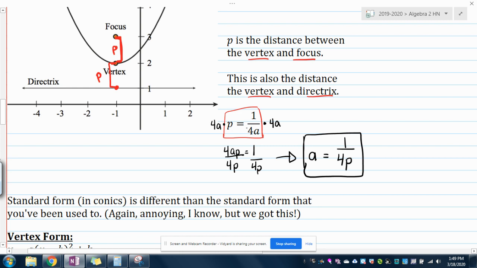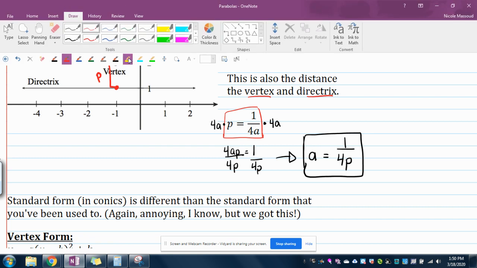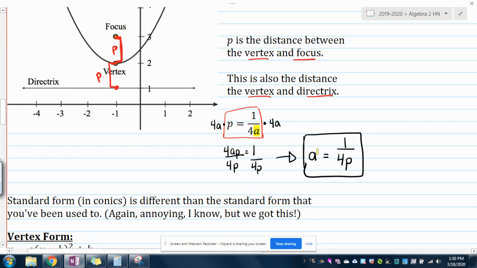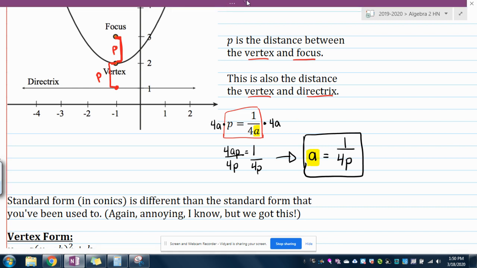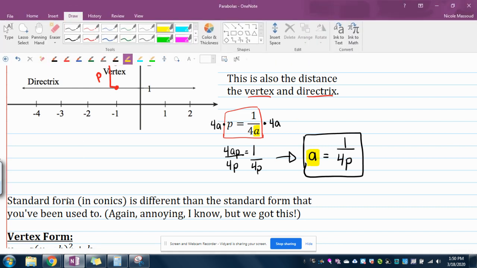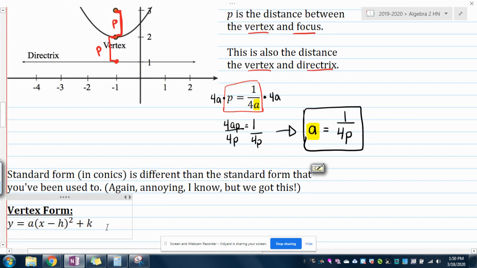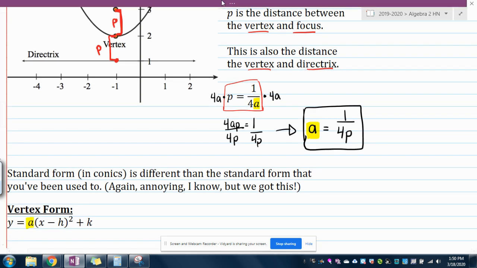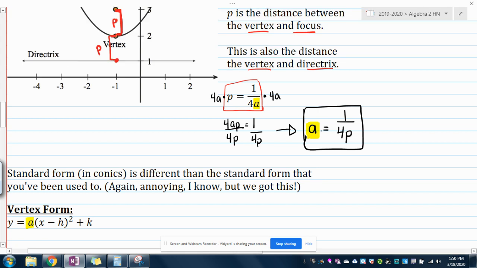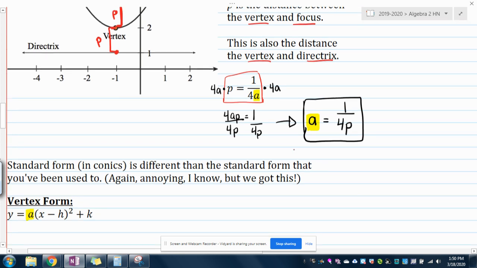So I already took the time to derive what A is then. A is the same letter that we've worked with, right? So A is like y equals ax squared plus bx plus c, or in vertex form, which I have down here. This is your A, right? P is the same thing as 1 over 4A, which also means that A is equal to 1 over 4P.